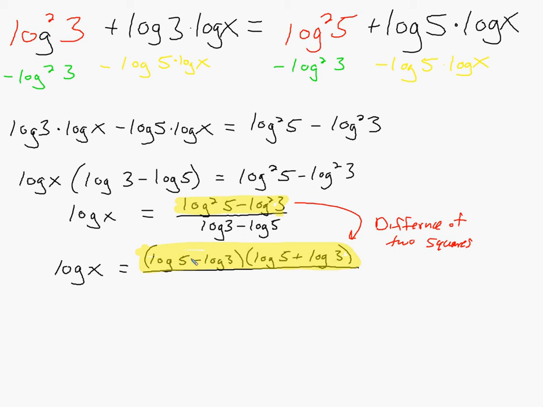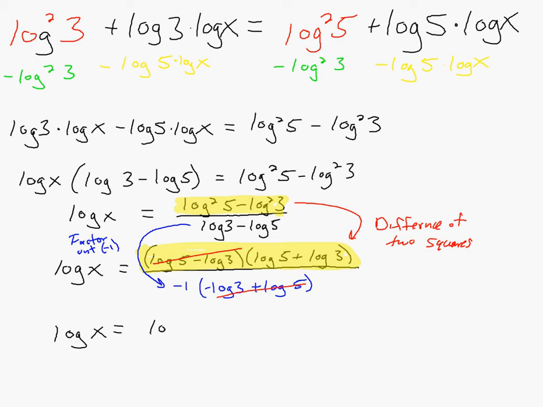This one over here is close, log of 5 minus log of 3, but the signs are wrong. What I can do to fix that is take my denominator and factor out a -1. By factoring out a -1, it changes the signs, but it doesn't change the value because there's still a -1 out front. Once again, I factored out a -1. Then I can cancel those common factors, which leaves me with log of x equals log of 5 plus log of 3 all divided by -1, which of course, if you take the negative to the top, each term gets a negative, like so. Almost finished.